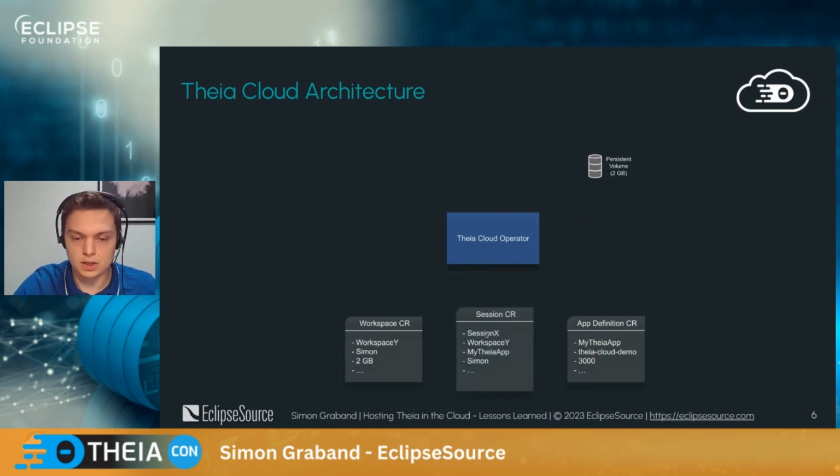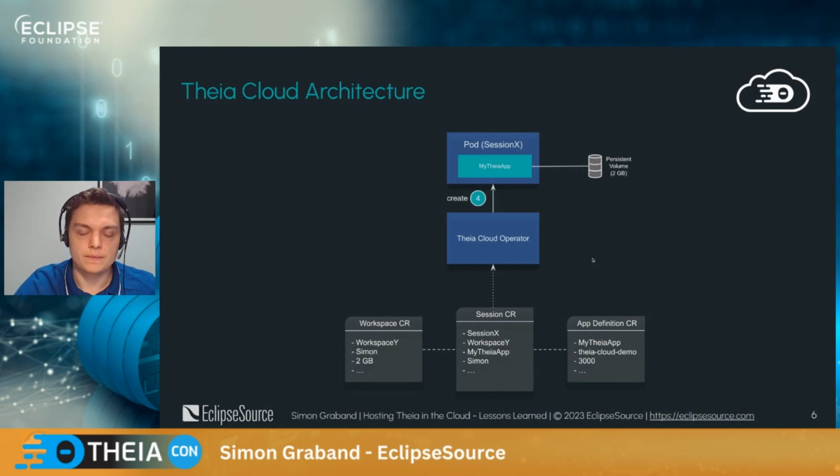And now, where the magic happens, I can also create a session custom resource that I give the name session X. And now I actually link the 2 custom resources that were created beforehand. So I link the workspace Y and the MyTheia app, and I say I'm the user who's running it. And the operator will again react to this and will provide me with the pod running the session X using the MyTheia app, and will connect the persistent volume because we also connected it down here.